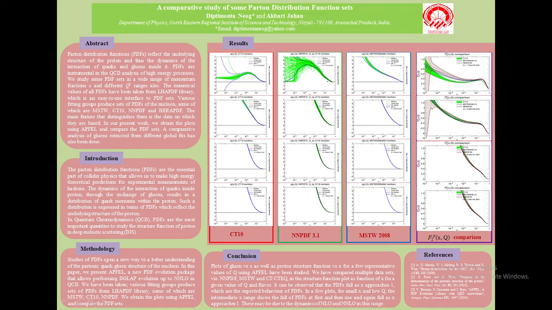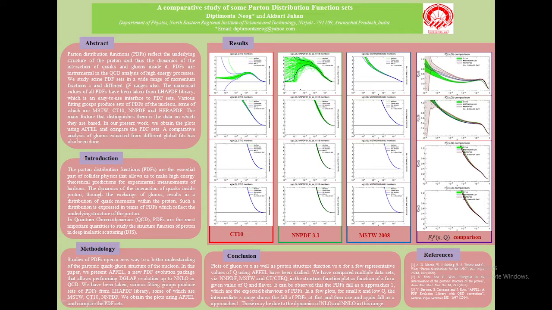The PDFs fall as x approaches 1. And this is the standard behavior of the PDF. In the intermediate range, PDFs first fall and then rise and then finally fall as x approaches 1. This may be due to NLO and NNLO.